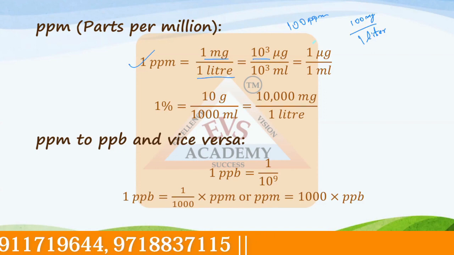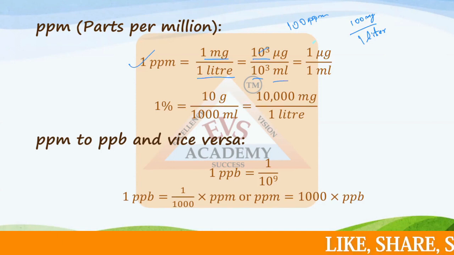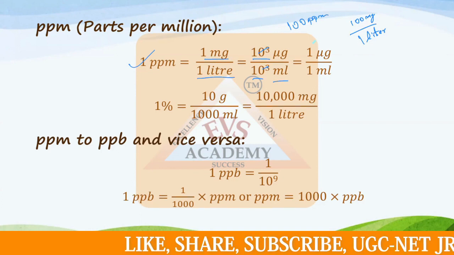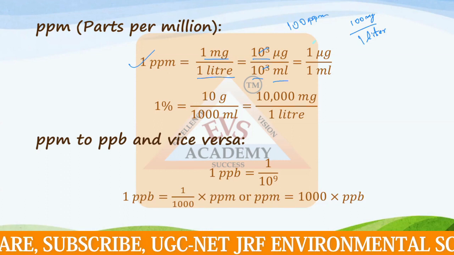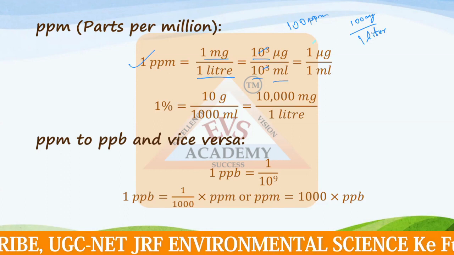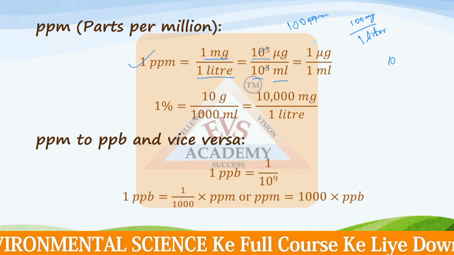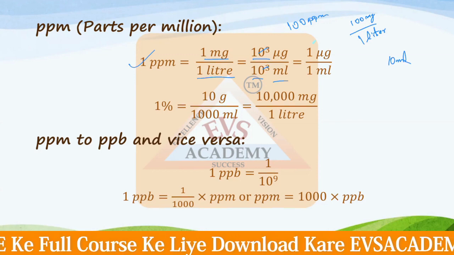Divided by 1 liter. In 1 liter we have 1000 ml, 10 to the power 3 ml. So now 10 to the power 3 and 10 to the power 3 get cancelled, and it equals 1 microgram divided by 1 ml. Suppose your instructor says don't create 1 liter volume of solution, that is too much. What will we do? Only create 10 ml of solution for 100 ppm.